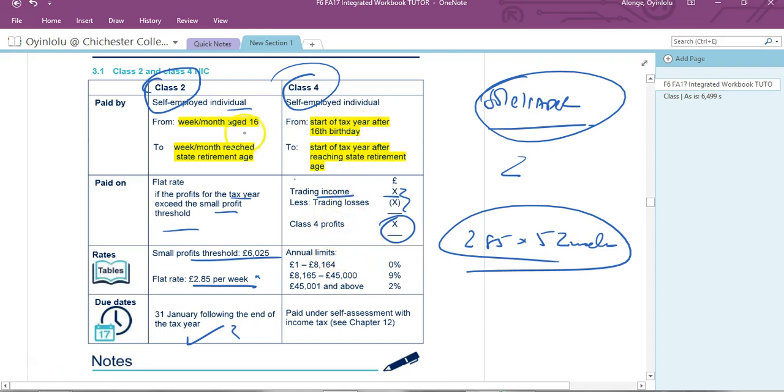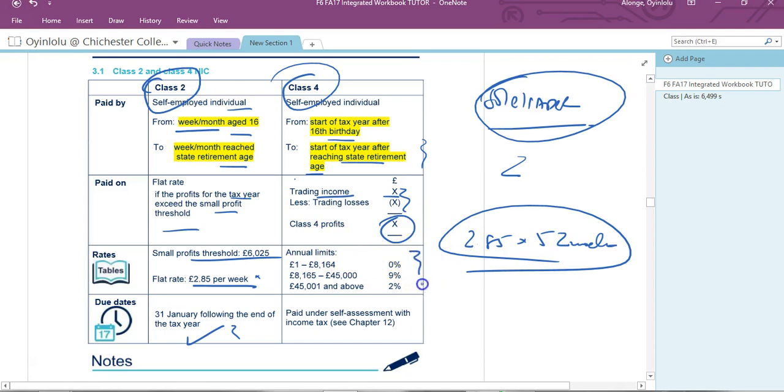Again, just quickly, we have age 16. I never know how to remember these; I just always have to cram them. This starts from the week that you're age 16, which is the tax year after your 16th birthday. So you just have to kind of know that. And this is all the way up till the week that you reach your retirement age, which is the start of the tax year after reaching your state retirement age. Remember that. They're just kind of dates.